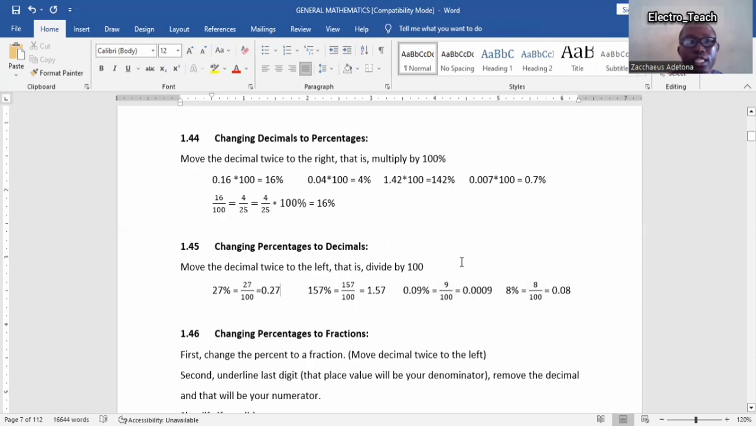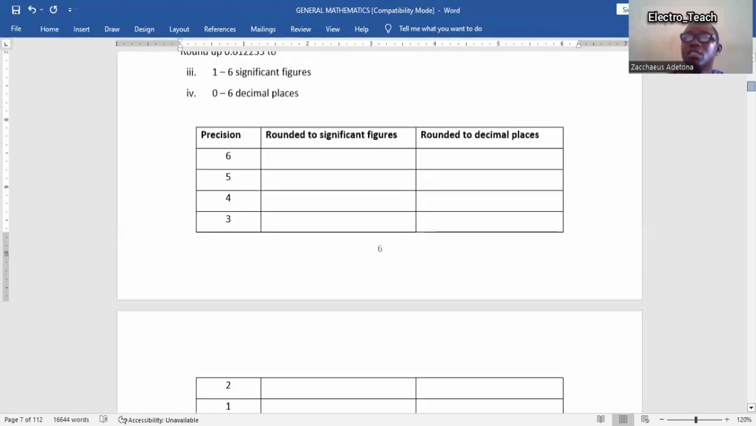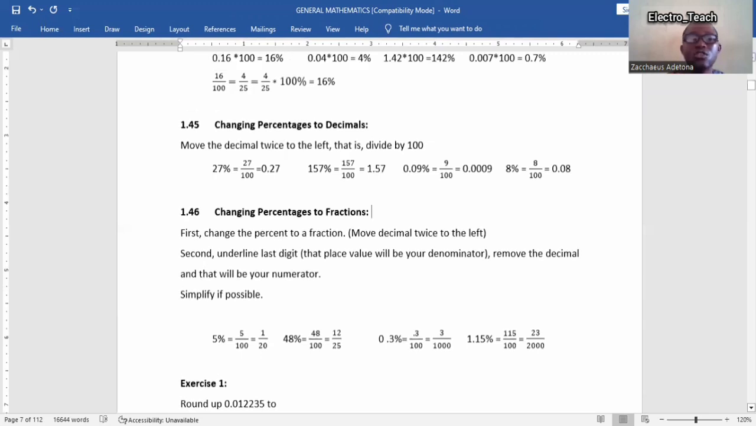Now, apart from that, we can also change percentages to fractions. What you do is, first of all, convert the percentage to a fraction. We take the number of the percentage and use 100 to divide it. Then you simplify it. For instance, 5% is 5 divided by 100. If you simplify it, you have 1 over 20, like we have here. 5 in 5 is 1, 5 in 100 is 20.